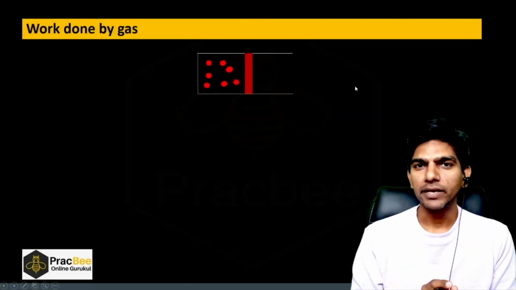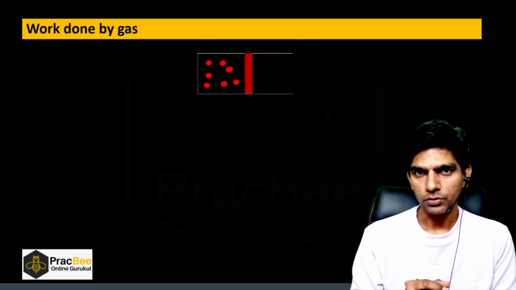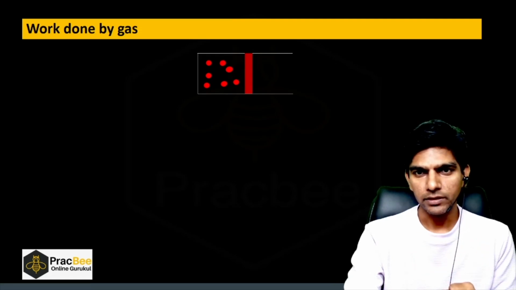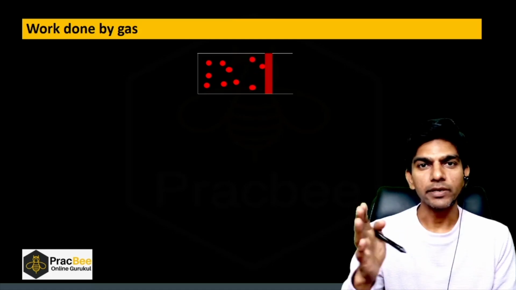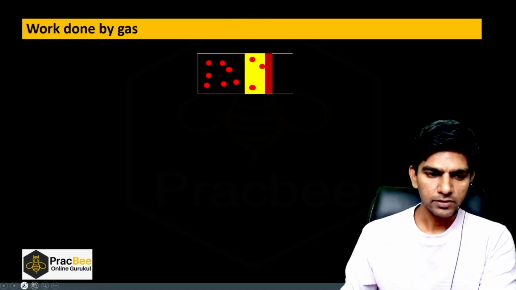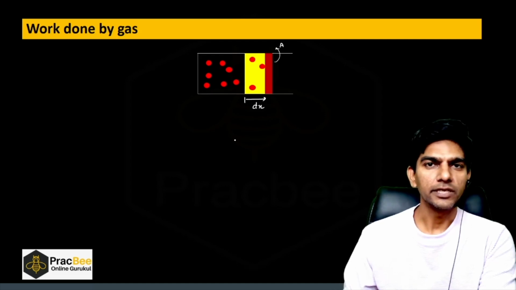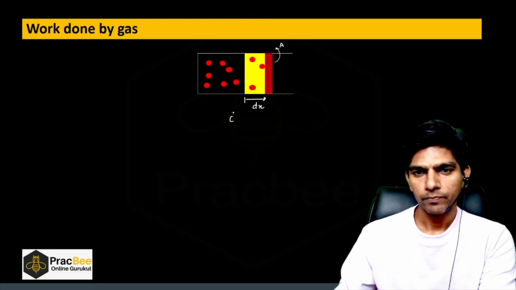Now let us see work done by a gas. Now this is a very important topic. So you will definitely get a question where you have to calculate work done. So suppose there is a cylinder which contains some gas and there is a piston. And due to the pressure of the gas, there is a displacement in the piston. And let us say the displacement is dx. So this displacement is dx, and the area of cross section of the piston is A. So we can say the increase in volume will be dV, which will be the area of cross section times the displacement.